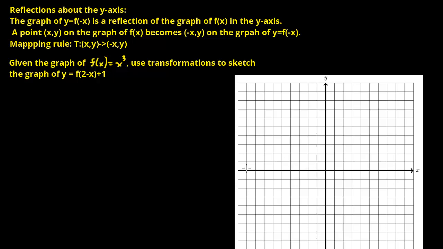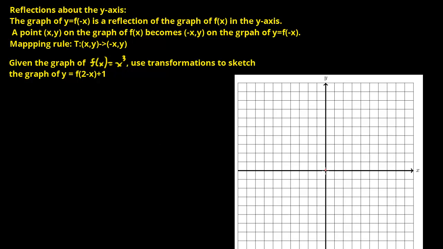So we can use this reflection or this transformation if we have a graph such as f of x equals x cubed. We can look at what transformations have been applied to this function, and we can use these transformations to sketch the transformed graph. So let's go ahead and do that. Let's look at x cubed, and then let's try to graph f of 2 minus x plus 1. So first, let's sketch the parent function f of x equals x cubed.